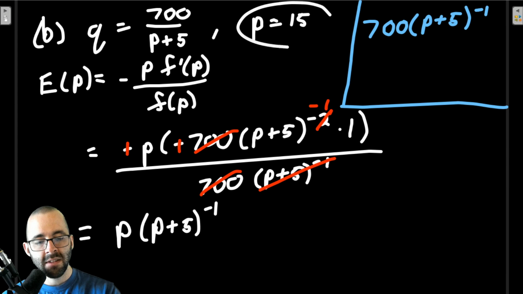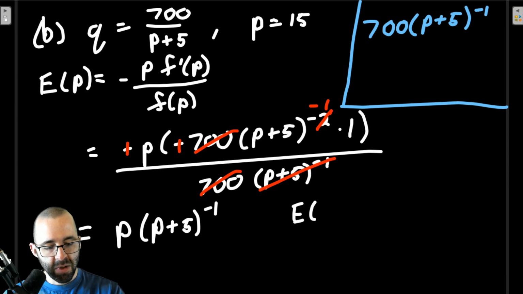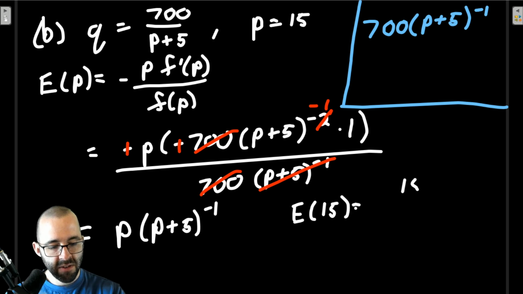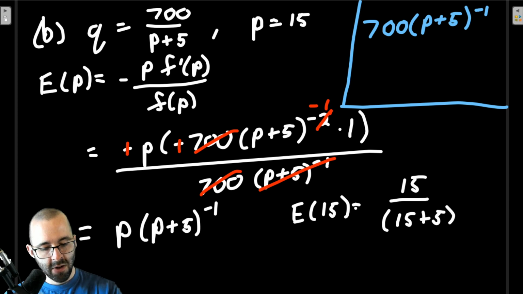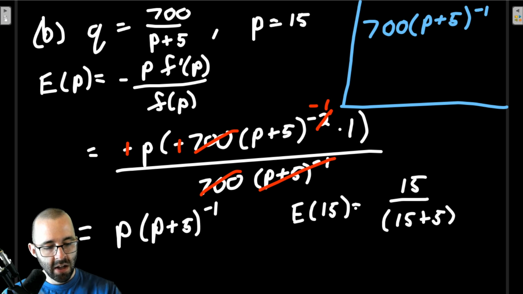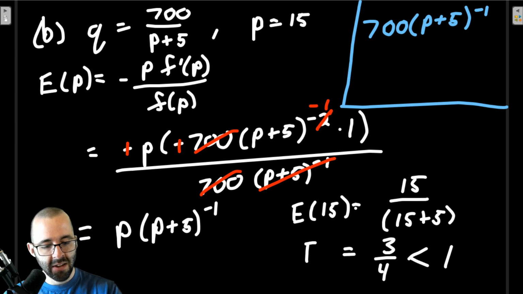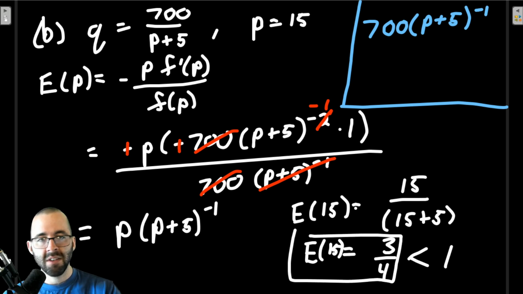And specifically, we're curious about what this elasticity is when P is 15. So we'll plug in 15 over here and say, okay, that's 15 divided by 15 plus 5. Remember, a negative 1 exponent just means that thing is in the denominator, which is going to be 15 over 20, which is 3/4. And 3/4 is less than 1. All right. This number is less than 1. So again, this is our elasticity. It is not very elastic.